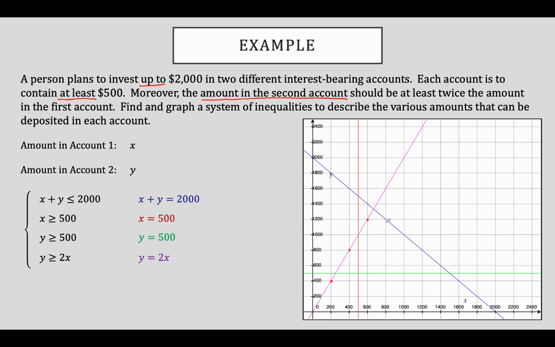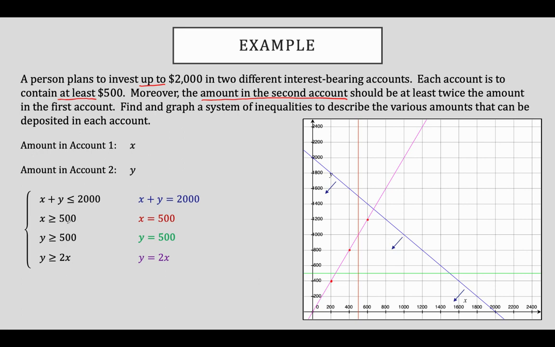All right, to solve the system, now we have to determine the region that we want to shade. Let's start off with our first inequality here and choose a test point. Now, for our first inequality, the easiest test point is going to be the origin. Let's test 0, 0. If we plug in 0, 0, we get 0 plus 0, which is 0, is less than or equal to 2,000. That is a true statement. So we want to shade to the side of the blue line that includes the origin. That would be down and to the left.